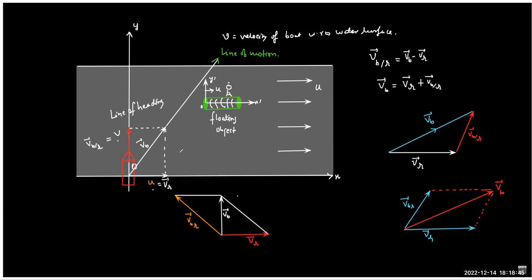But in the frame of ground, let's say if someone is watching from the shore, the bank of the river, an observer sitting on the bank of the river is trying to observe this event. They will see actually VB, not VBR, not VR. So line of motion is what you see from the ground. Line of heading is what you see from the frame of the river itself. Does it make sense to you? Tell me yes or no.